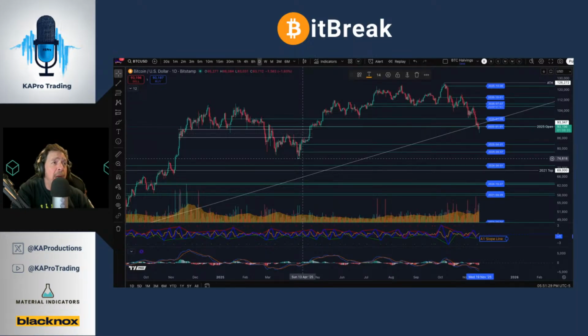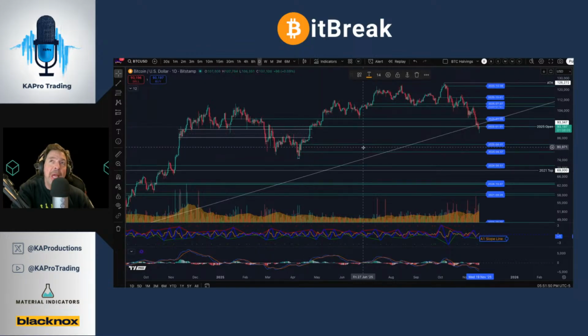So these are really two levels that are very, very interesting to me in terms of a potential landing zone if things break down. And then, in my opinion, if we go as low as 75, then really this 2021 top comes into play to me. It's in focus.